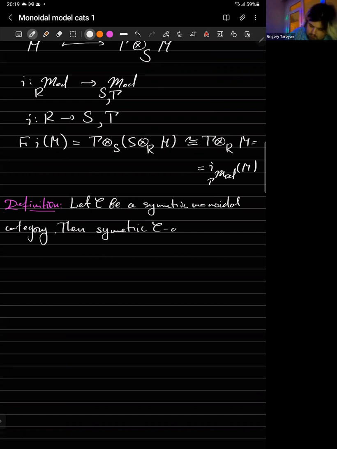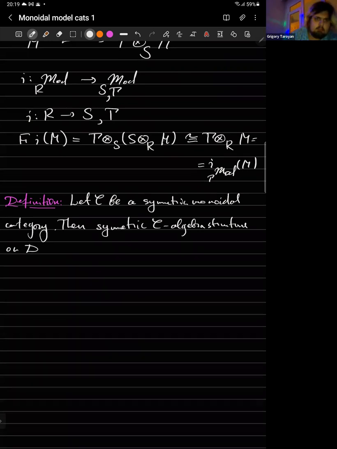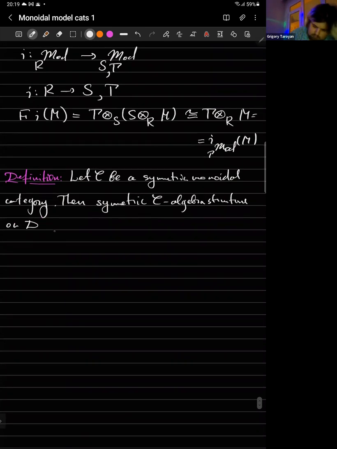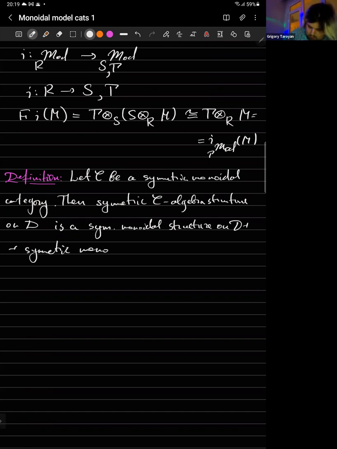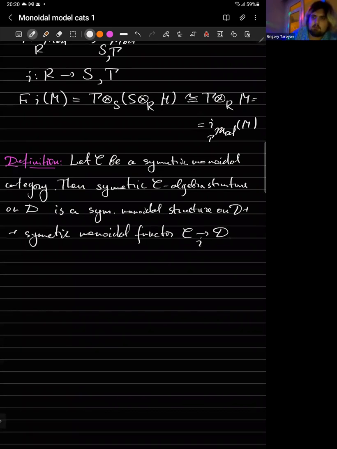And symmetric C algebra structure on D is a symmetric monoidal structure on D plus symmetric monoidal functor from C to D. Okay, so basically we describe the commutative algebra over a commutative ring.